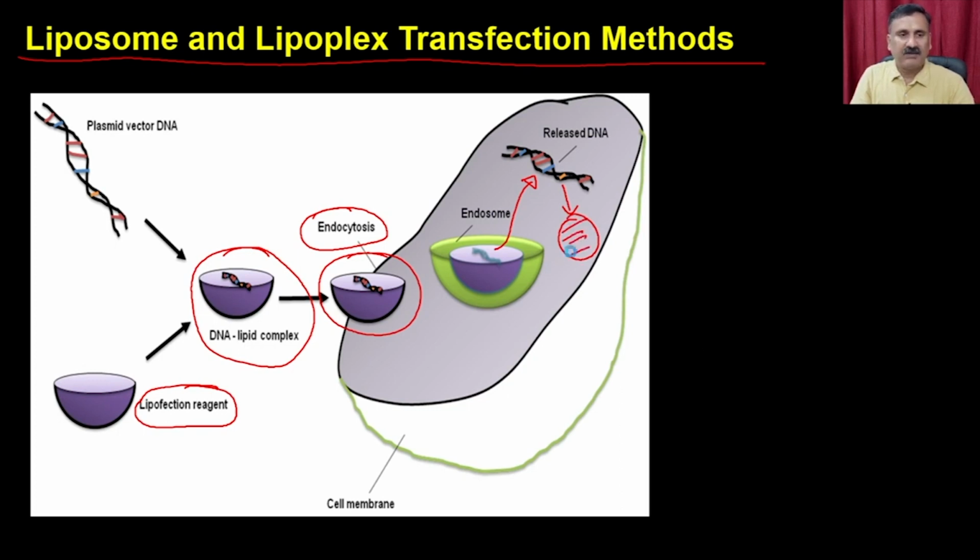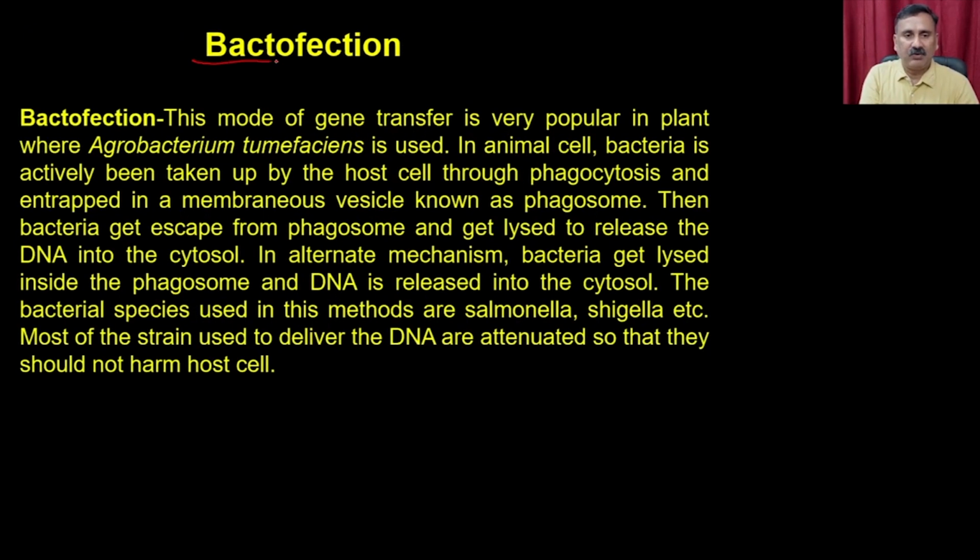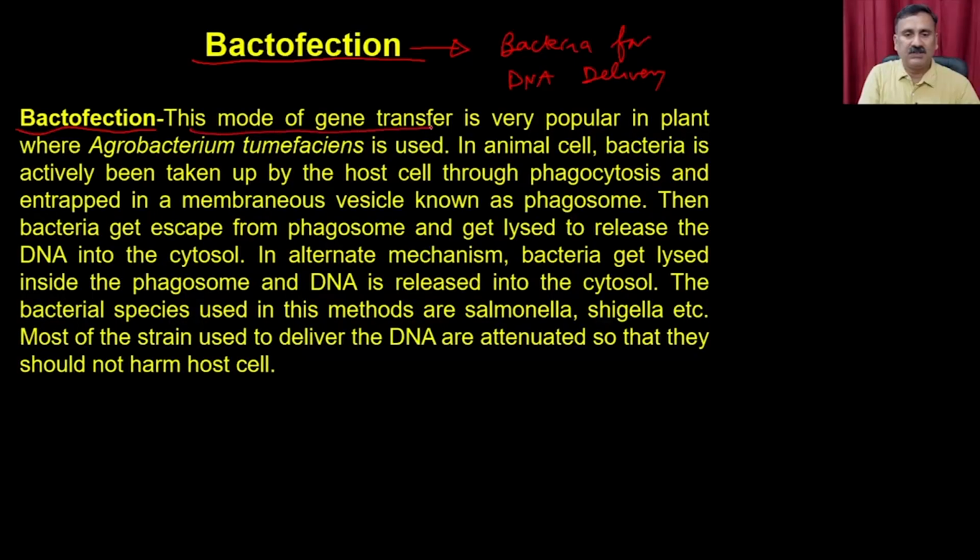Now let's go to the next method, and the next method is bactofection. So bactofection is the method where you are going to use bacteria for the DNA delivery. Bactofection is more common in the case of plants. So this mode of gene transfer is very popular in plants, where Agrobacterium tumefaciens is used.